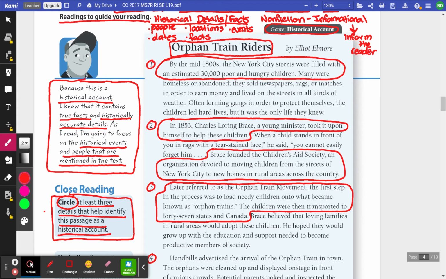It gives us a date, it gives us a location, and it lets us know who, right? Those 30,000 poor and hungry children. So we know that this is a historical fact. This is what makes this a historical account.